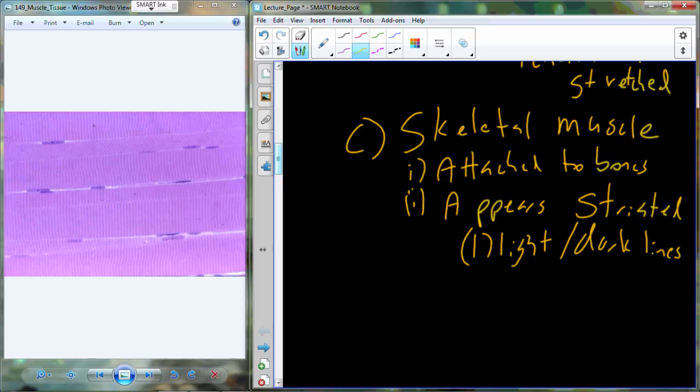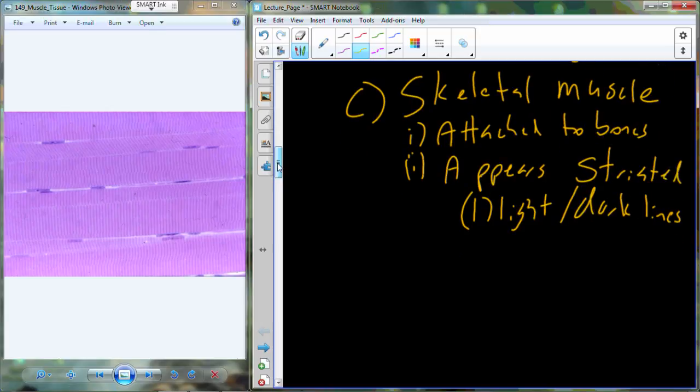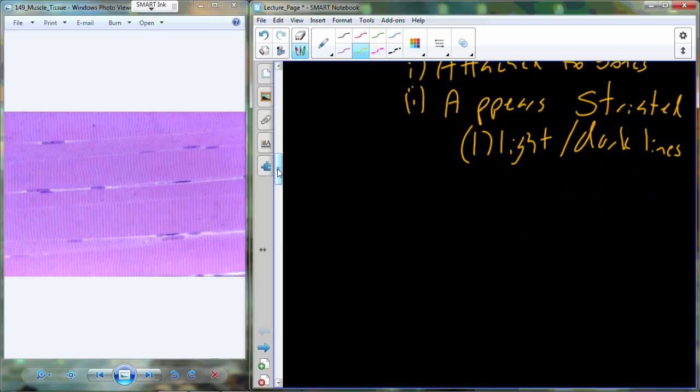Eventually, we're going to find out that those light and dark lines are what actually induce muscle contraction. Those are organized molecules, organized proteins within the skeletal muscle cell that, when stimulated correctly, are going to induce shortening of the muscle. So skeletal muscle is attached to bones. It appears striated. It's under voluntary control, so movement is voluntary.